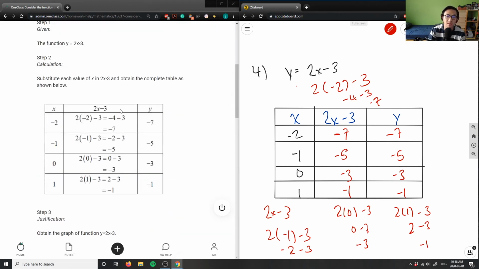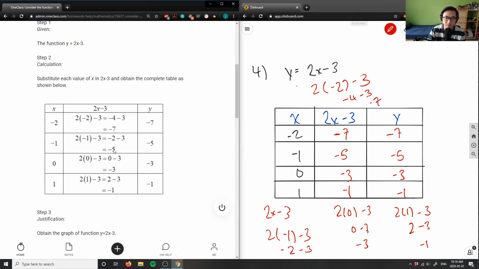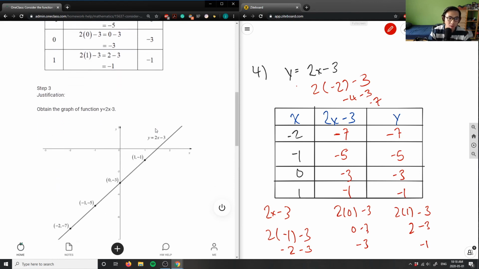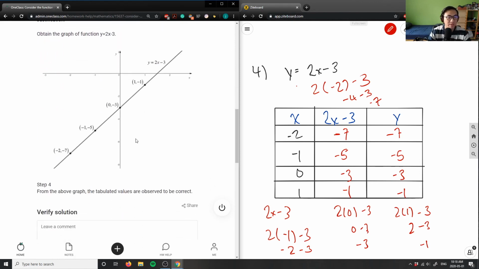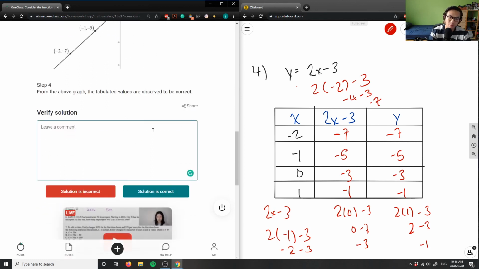It's exactly the same thing. They did the exact same thing, and they put the work in here, which is awesome. -7, -5, -3, and -1, and the exact same table as well. And they also graphed this function as well. Perfect. And it shows a linear relationship between those numbers here. So this solution is correct.